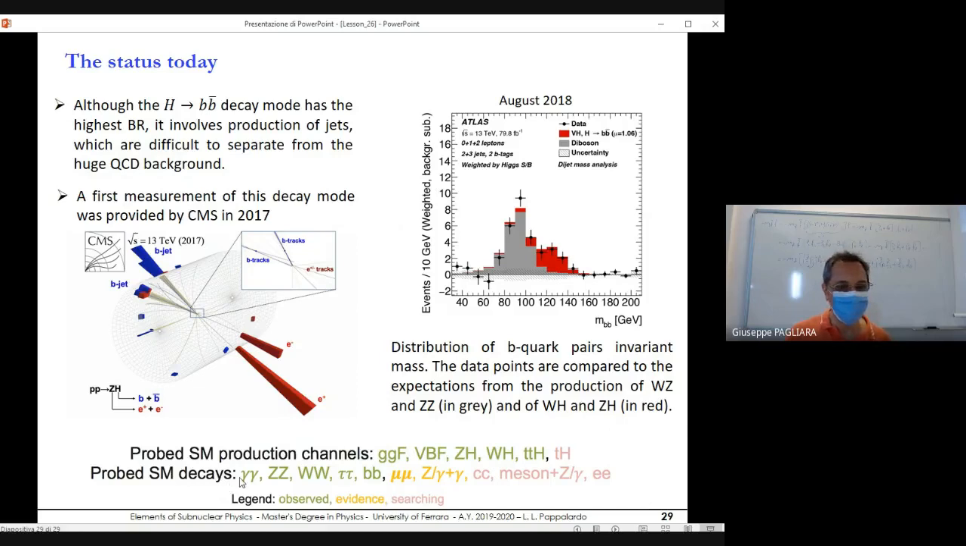Concerning the decay modes, not only the W, the Z, and the b, but many of them have already been accomplished: the photon, Z, W, tau tau, b bbar. There is also evidence for mu mu and Z photon, and people are still searching for decays of the Higgs into these still missing decay modes: the charm, the muon, and the electron. Okay, let's stop here. Sorry, I was a bit long today.